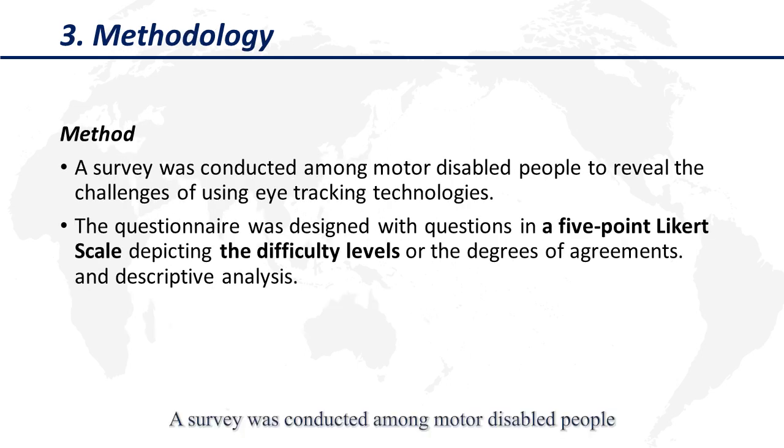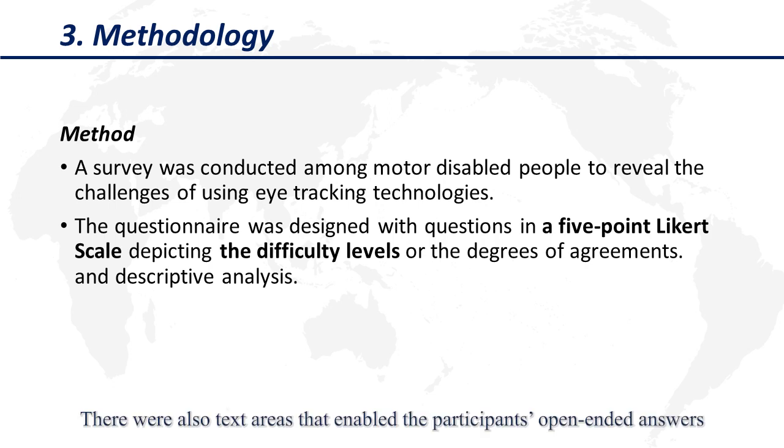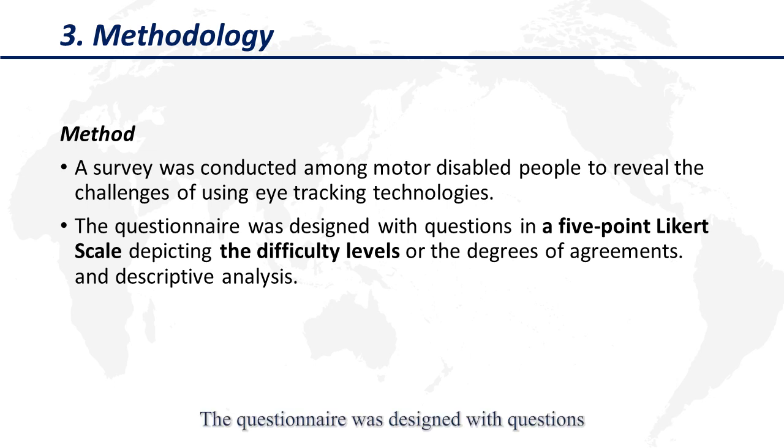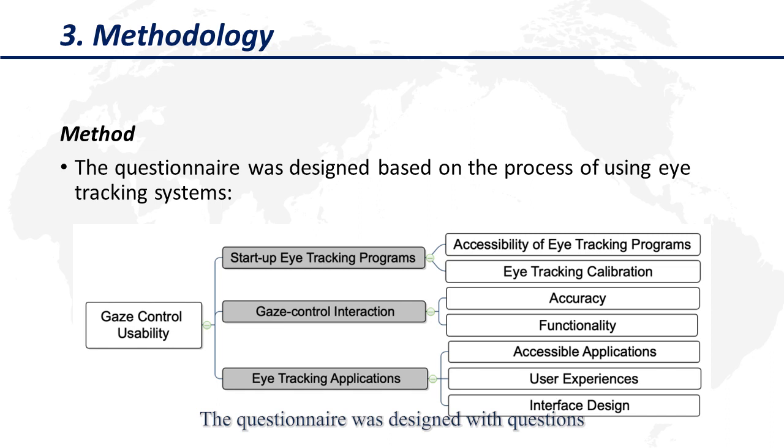A survey was conducted among motor disabled people to reveal the challenges of using eye tracking technologies. The survey was implemented by giving the participants a questionnaire with multiple choice questions. There were also text areas that enabled the participants' open-ended answers. The questionnaire was designed with questions in a 5-point Likert scale depicting the difficulty levels or the degrees of agreement. The questionnaire was designed based on the processes of using eye tracking systems.